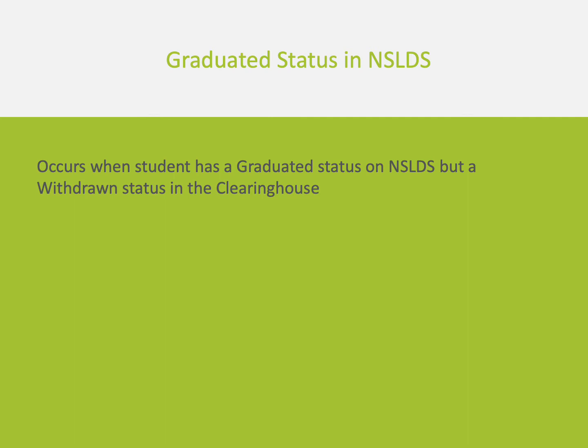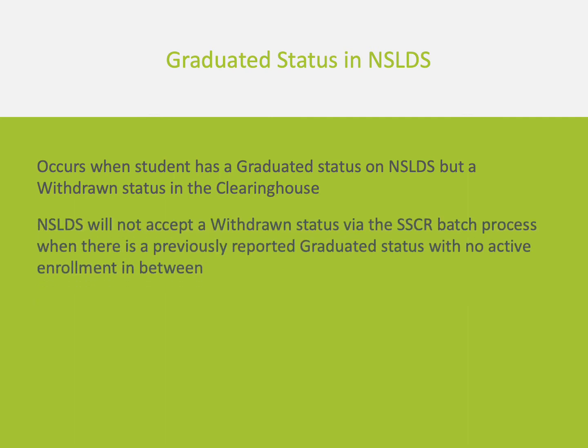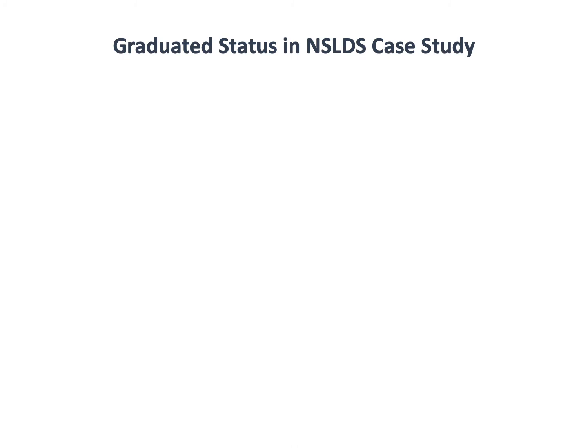The error 32 occurs because NSLDS processes will not allow them to ingest a withdrawn status through the SSCR batch process when there is a previously reported graduated status, and there is no active enrollment in between. Now we will go over a case study on this scenario.